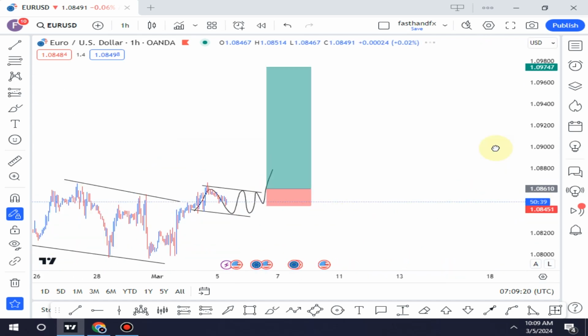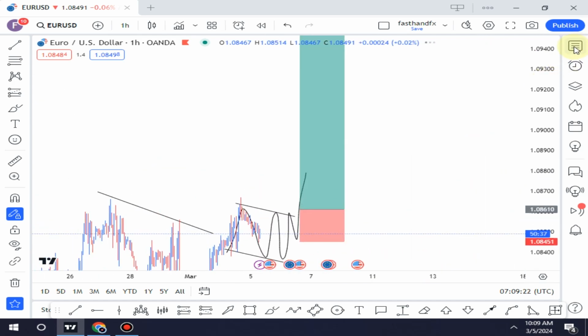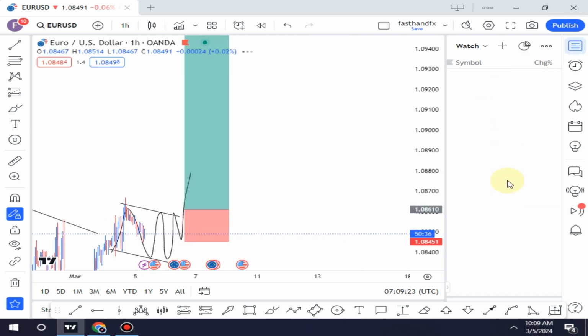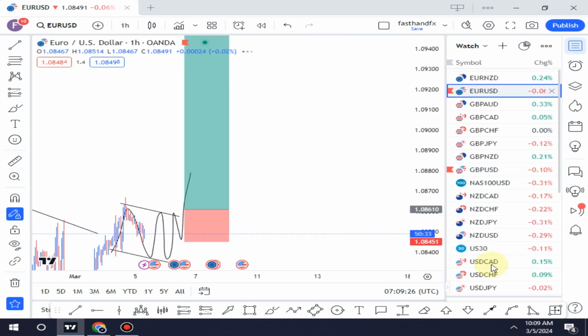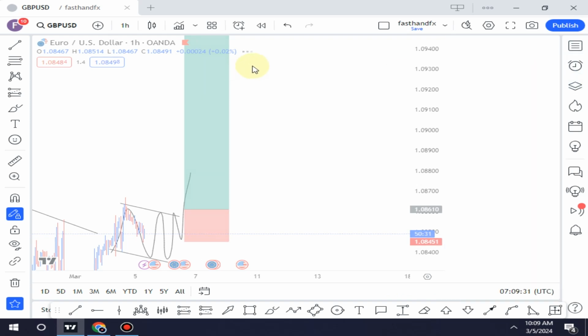Okay, that is Euro USD. Let me see if I have something. Of course, most people also do trade GBP USD. So if Euro is buying, probably GBP USD has to buy. So let's see.